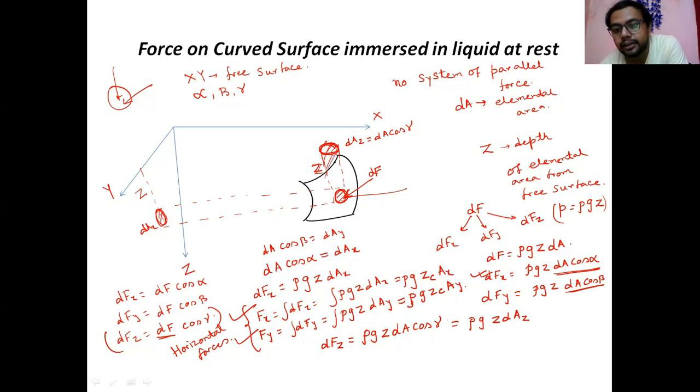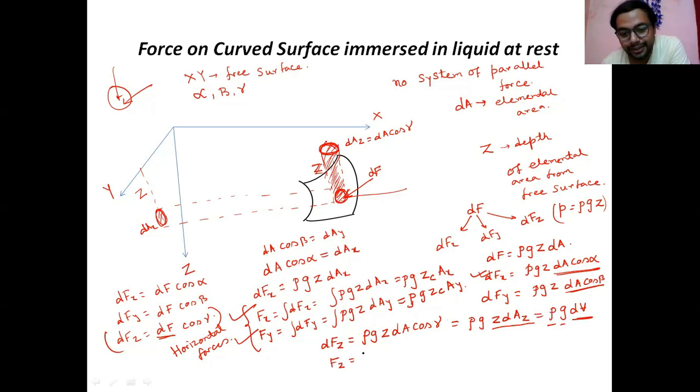So what you are getting is the volume, area into Z. You see here, this volume you are getting. dAz into Z is the volume. Volume of what? One volume you are getting, area into depth. So this is the volume into density, the mass, into g. Mass into g is the weight. Weight of what?